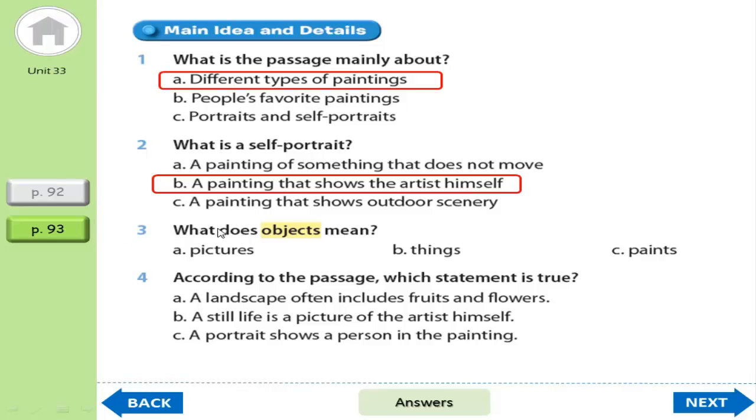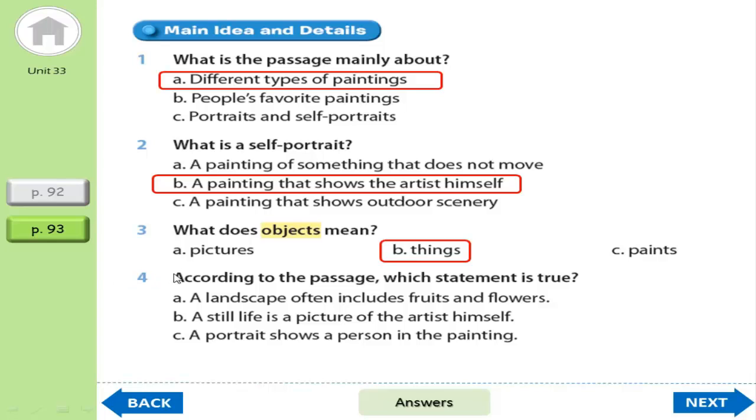Now question 3. What does object mean? A. It means pictures. B. It means things. C. It means pens. So what does object mean? What is your answer? Okay, so please remember, the object means the thing.